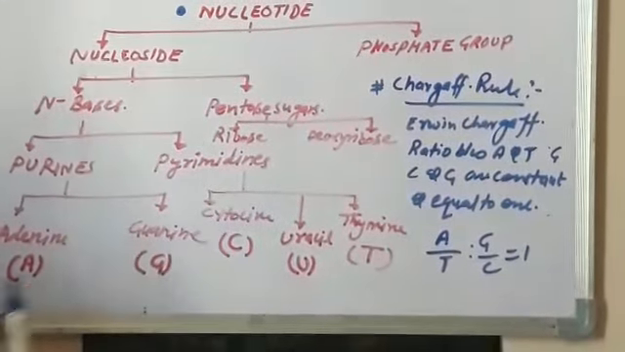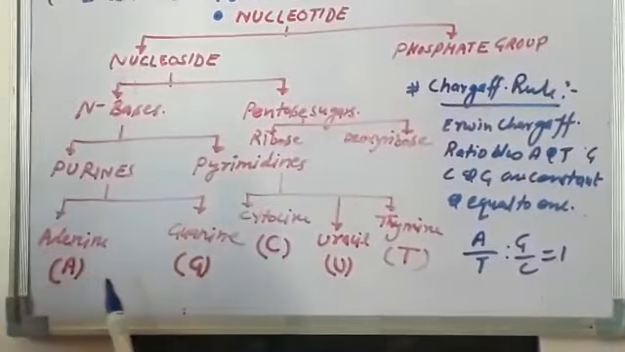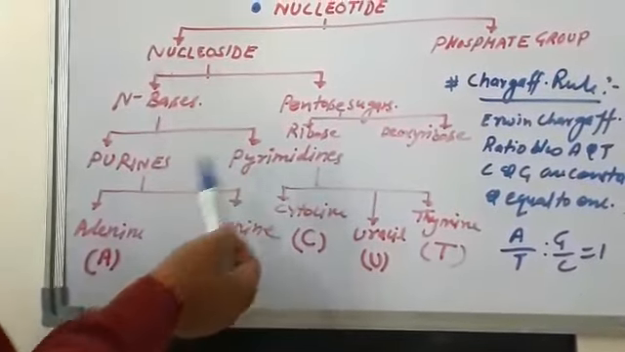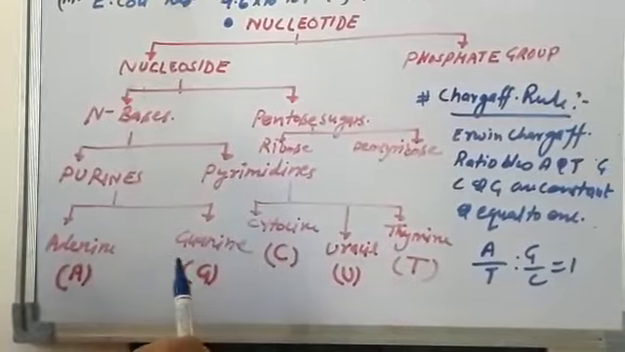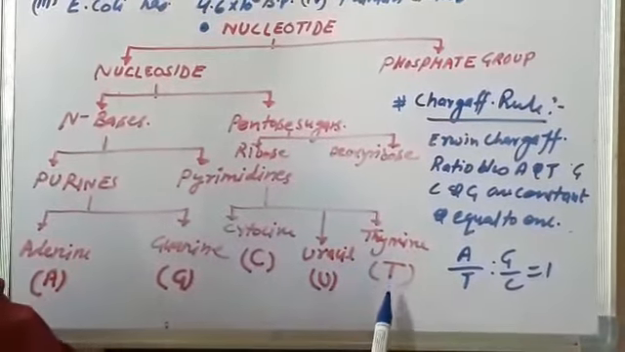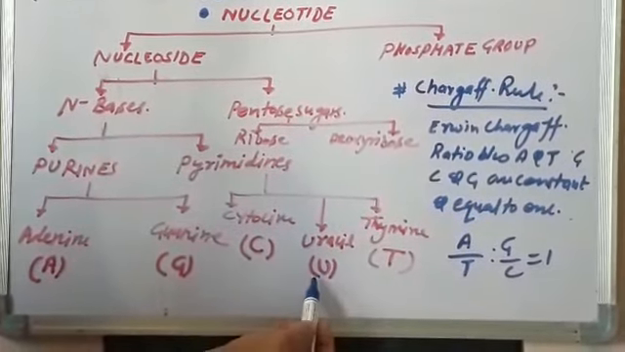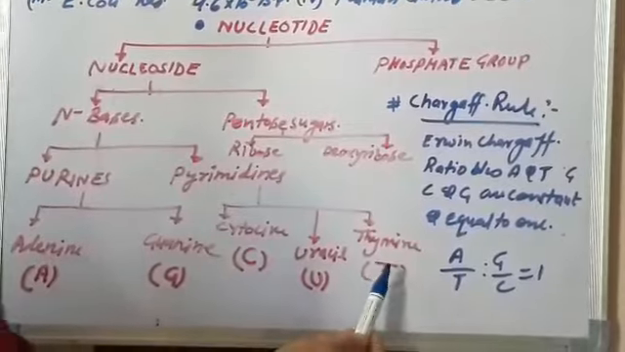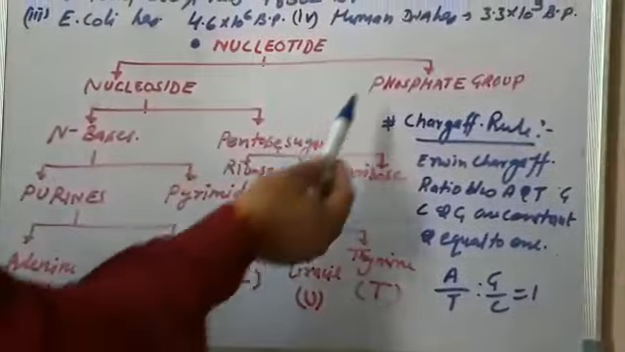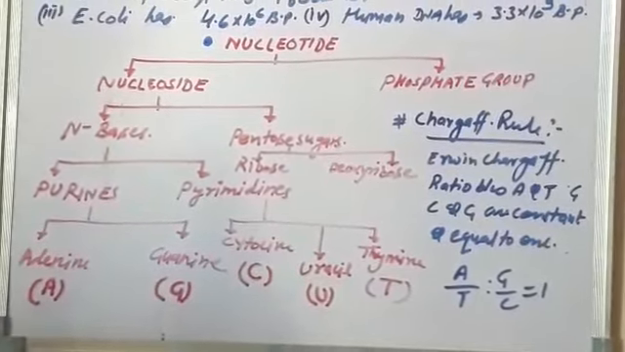Pentose sugars are of two types: ribose sugar occurs in the RNA, and deoxyribose sugar in the DNA. Now, pyrimidines: three types of pyrimidines are there. Cytosine, denoted by C, thymine, denoted by T, while uracil is present only in RNA instead of thymine. So these, and the phosphate group, are all the components of a nucleotide.